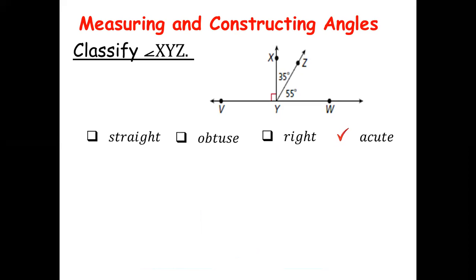Right, so the question says classify angle X, Y, Z. It's always better you draw the path which they're asking, mark the angle which they're asking. So they're asking XYZ, which means they're talking about this angle. So what is the measure of this angle? It's 35 degrees. So it is a small angle too. So it is an acute angle.